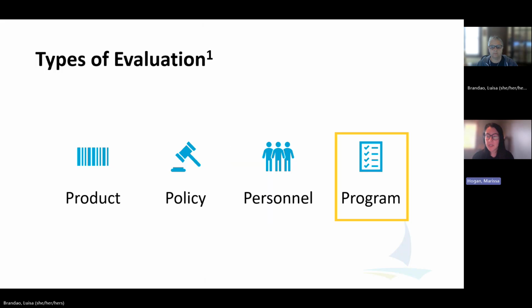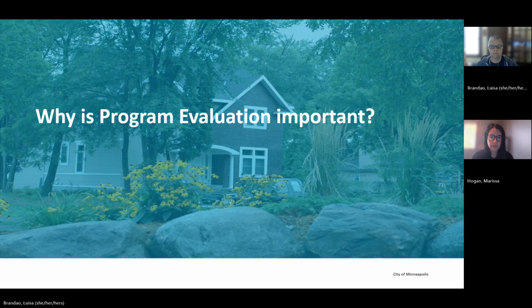And there are many types of evaluation, and on this slide, we just have a few different types listed. So for example, you could be evaluating a product, a policy, personnel, or a program. And with this training, we're going to be focusing on program evaluation. So why is program evaluation important?